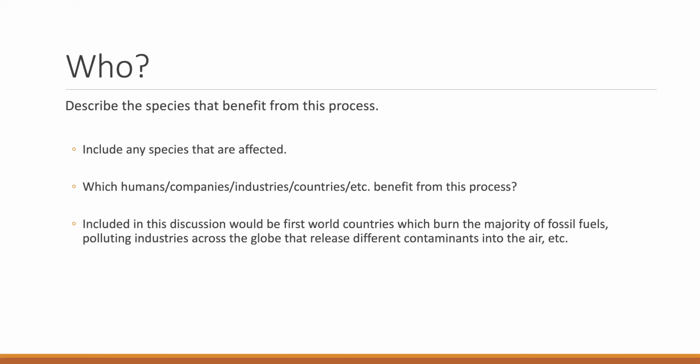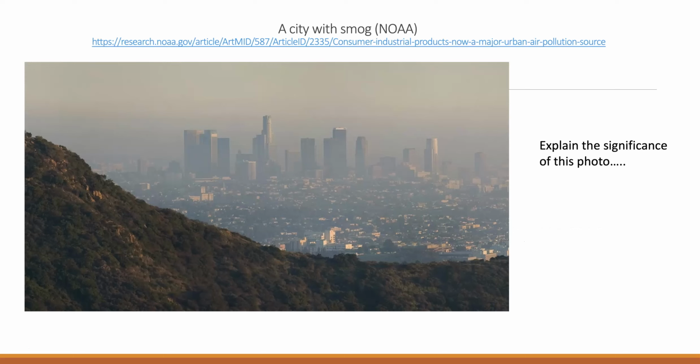So in my case, in acidification of bodies of water, I would include a discussion of first world countries that burn the majority of fossil fuels and polluting industries across the globe that release contaminants into the air. Now, got another picture. Pictures are worth 1,000 words, of course. Here's a city with smog, and I'm going to explain the significance of this photo because you can see the smog in the air. And what does this mean? What does the smog contribute to the acidification of the ocean? So I would have to explain that on the side of this picture.